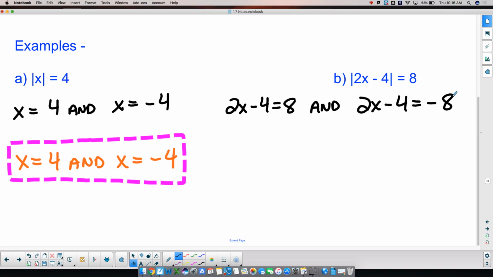Now what? Solve them. Okay, do you want to solve the left one first or the right one first? Left one? Okay. Walk me through solving the left one.